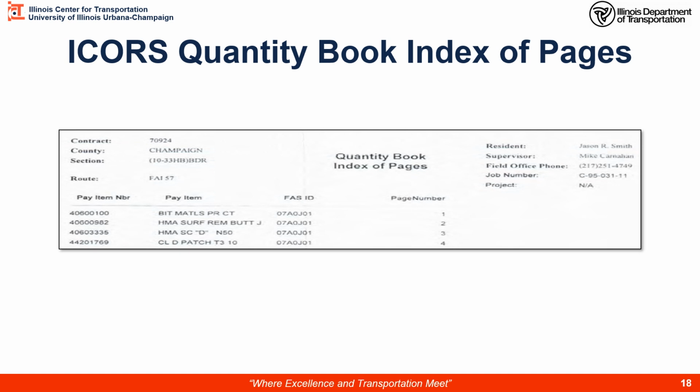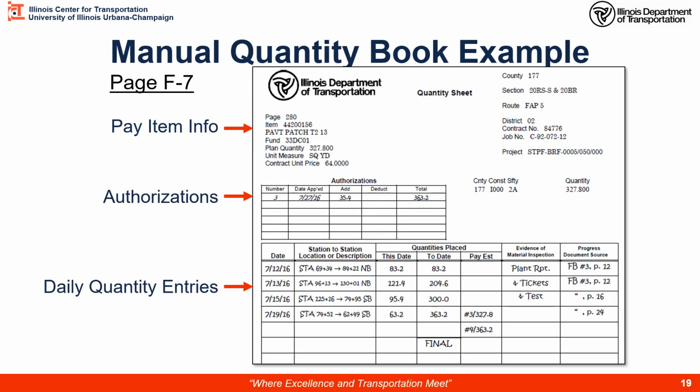This is a snippet from the index of pages for a quantity book in I-Course. You can see here we have our pay item numbers, and we have our description. We've got our FAS ID codes and what page in the quantity book that represents. Here we have a manual quantity book example on page F7 in the doc guide.